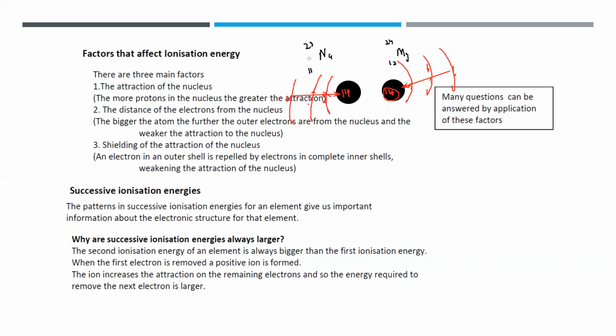So which one will have higher ionization energy, sodium or magnesium? Which one experiences a greater attraction from the nucleus? Magnesium will have a greater attraction towards the nucleus. That's why the ionization energy of magnesium will be higher. So the first factor is the attraction of the nucleus.